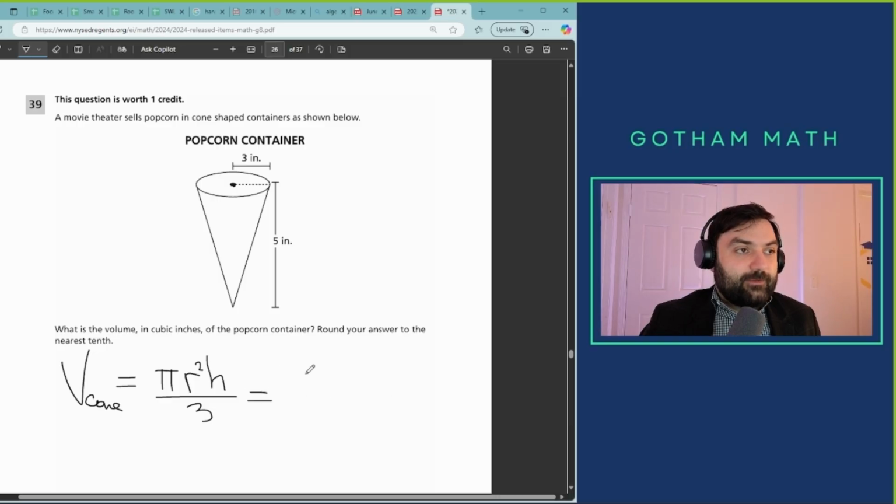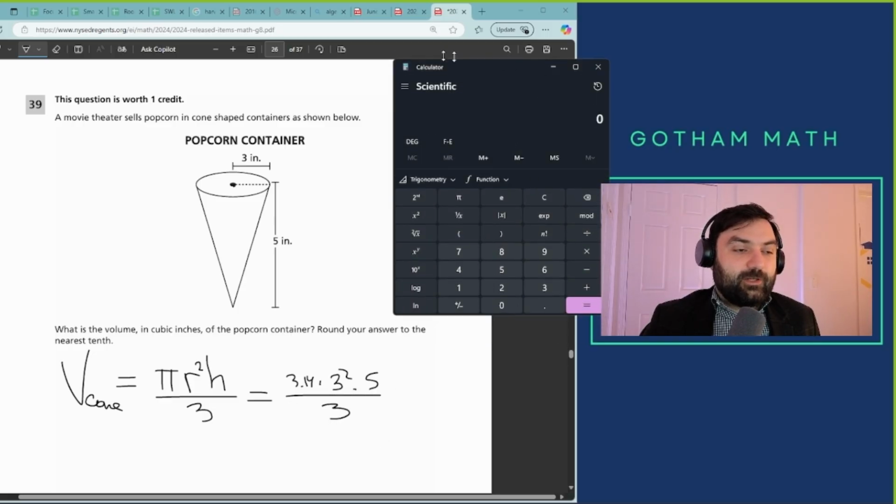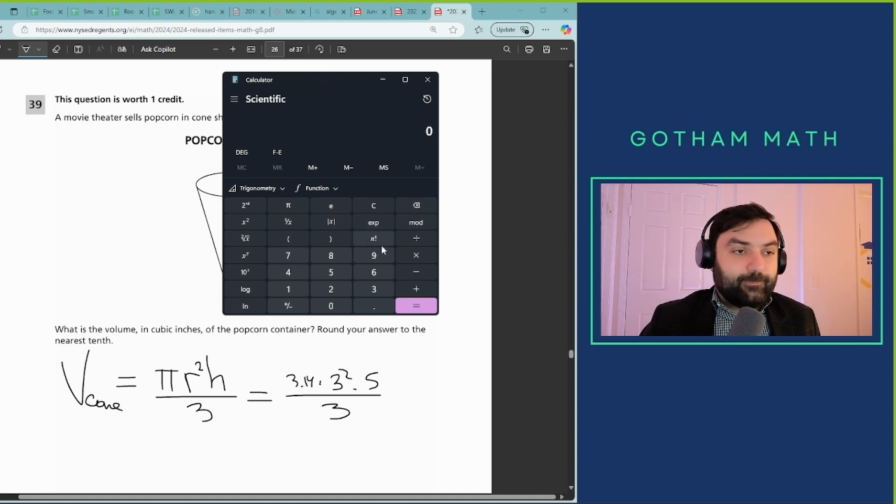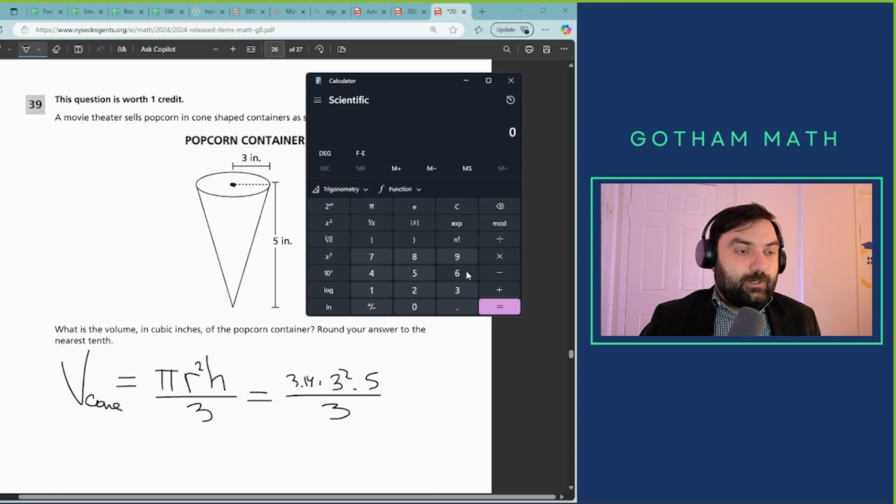That's it. So it's going to be like 3.14-ish, let's say, times 3 squared times 5 over 3. All we have to do is just do it all on a calculator. So it's going to be like this. Well, we know what 3 squared is. It's 9. So 9 times 5 times pi, and I can use the pi button right here. And all of that divided by 3. Boom.